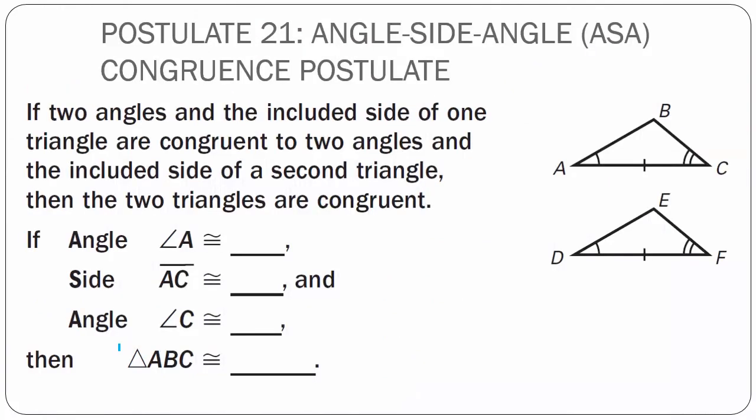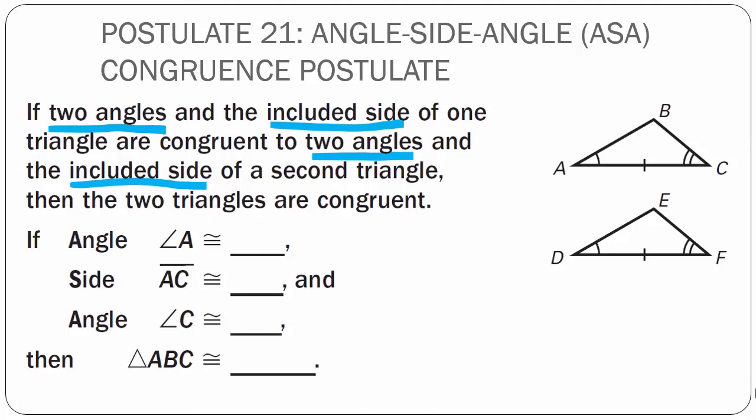Postulate 21, angle side angle, or ASA congruence postulate. If two angles and the included side of one triangle are congruent to two angles and the included side of a second triangle, then the two triangles are congruent. So think of this as a side sandwich.